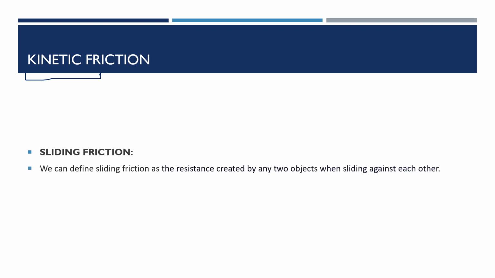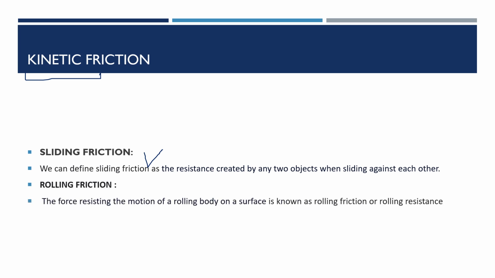The kinetic friction, that's the second type of friction. Now there are two forms of kinetic friction. We know that the word kinetic means motion. When a body is in motion, the friction in that body can be termed by two definitions. The first one is sliding friction, when a body slides over another body, and the second is rolling friction, when a body rolls over another body.